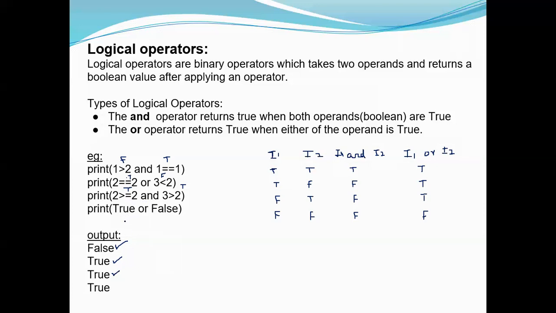Next, directly true or false. OR will accept and give the output as true if at least one of the operands is true. Yes, operand 1 is true, so I'll get the output as true. These are with respect to the logical operators in Python programming. I have two operators. One is AND, which will give the result Boolean true if both the operands are true. And I have another operator called OR, which will return the output as true if at least one of the operands is true.